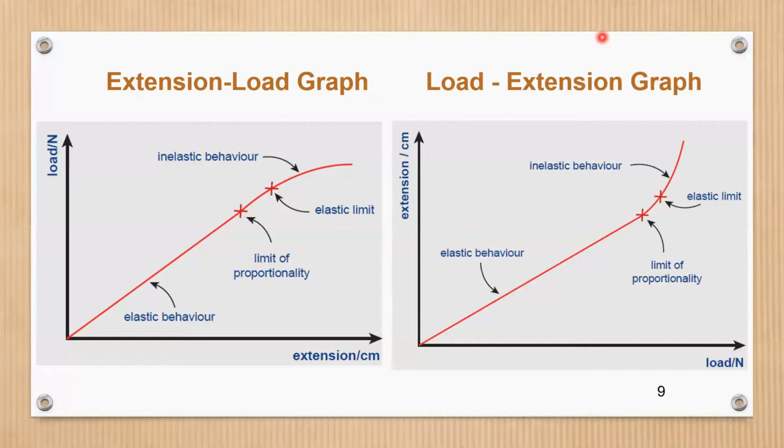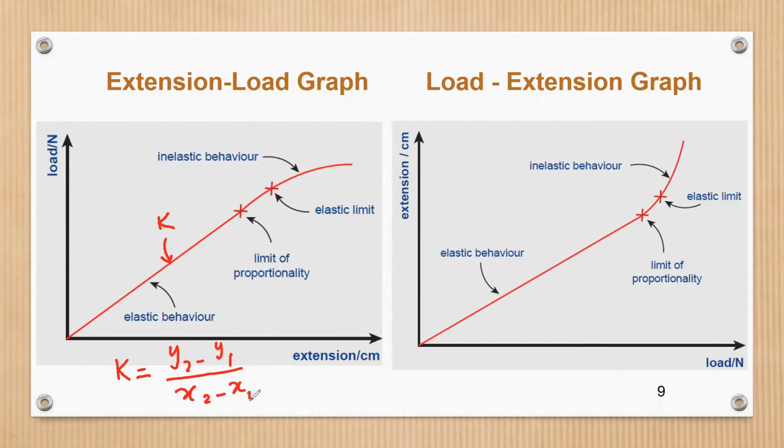Now I'm going to explain how to get the spring constant from the graph. In this case, there is a load extension graph. So in the load extension graph, the value of K you can simply calculate by using K equals y2 minus y1 over x2 minus x1.